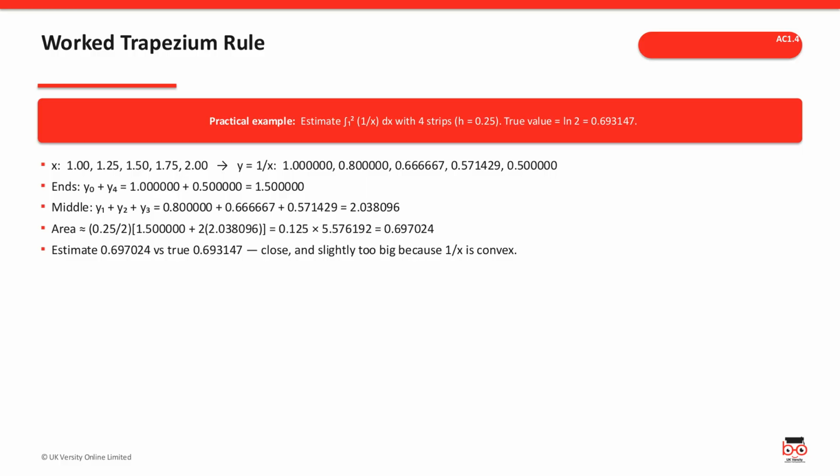The two ends add to 1.5. The three middle heights sum to about 2.0381, and we double that. So the area is 0.25 over 2 times 1.5 plus twice 2.0381, which works out at about 0.697. That's close, and just a touch too big because 1 over x curves upwards.